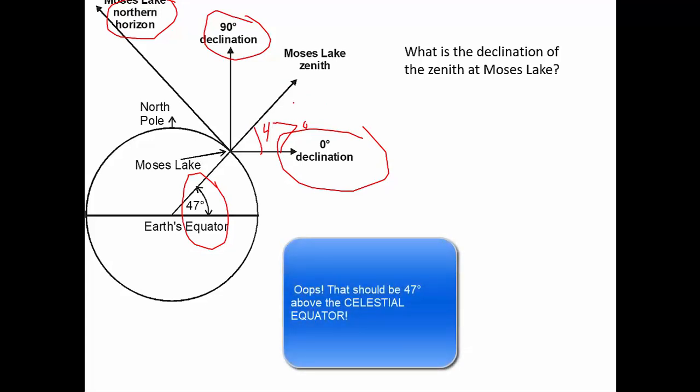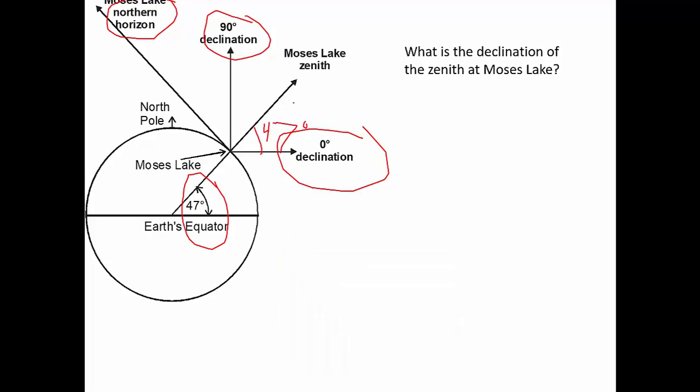Now, that's only for Moses Lake, or points with our same latitude. If you move north or south from there, it's going to be different. But it so happens that the declination of our zenith is the same as our latitude. And that's the same for every point on Earth. If you're on the equator, your zenith points in the direction of 0 degrees declination, because your zenith is pointing at the celestial equator. That's 0 degrees latitude. If you go to the North Pole, your zenith is directly overhead. That's pointing at the North Celestial Pole, which has plus 90 degrees latitude.